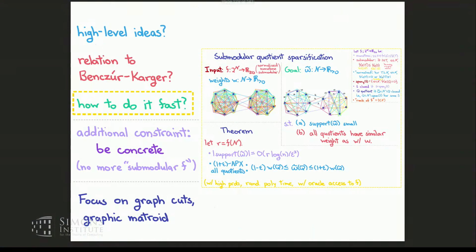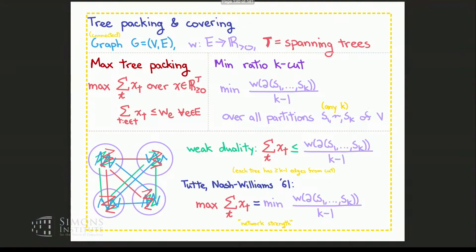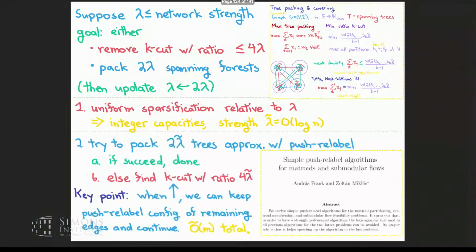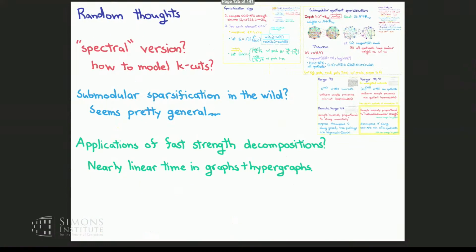I should maybe say one word about optimization. I'll only make a pointer: in order to do things fast, if you wanted to do something in nearly linear time, we found this general push-relabel framework of Frank and Miklos to be very useful. That's all I wanted to say. Then I'll conclude with a more informal conclusion.